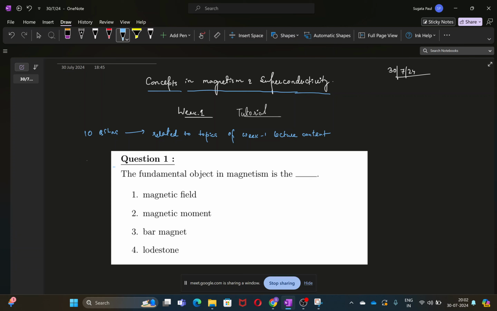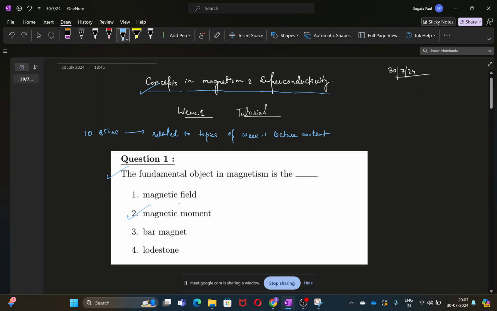Question 1 is not a mathematical problem, it is a conceptual question. Let us read that question first. Question 1 says: what is a fundamental object in magnetism? This is the most fundamental question of this course, right? Because this course is Concepts in Magnetism and Superconductivity. This is mentioned in the very first lecture of week 1. The right answer will be option number 2, which is magnetic moment.